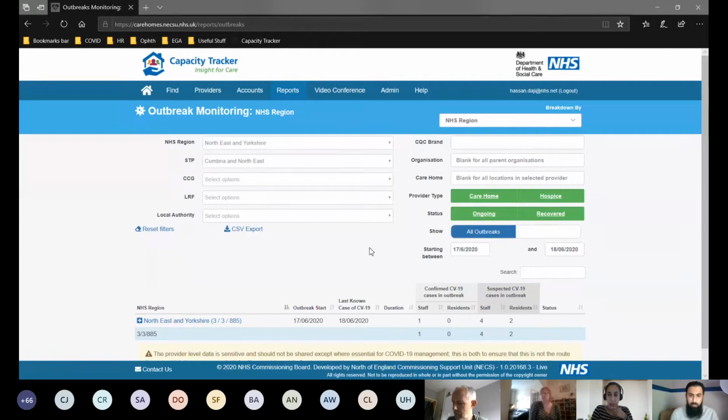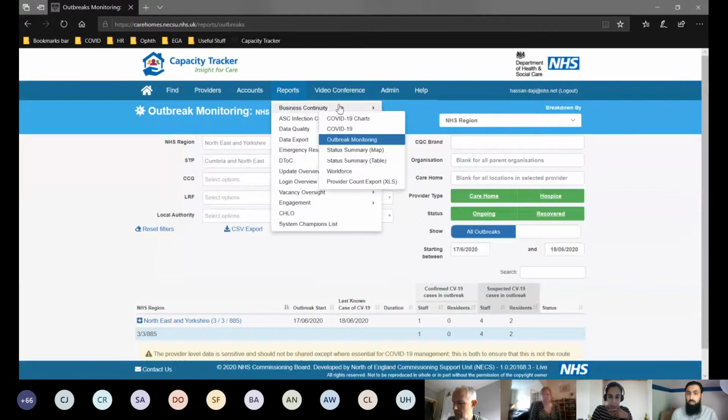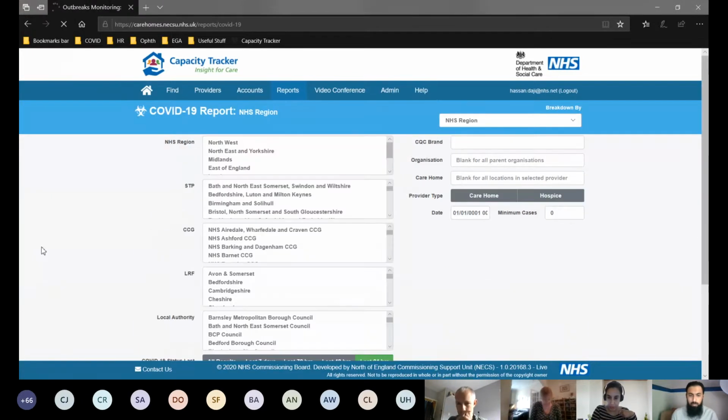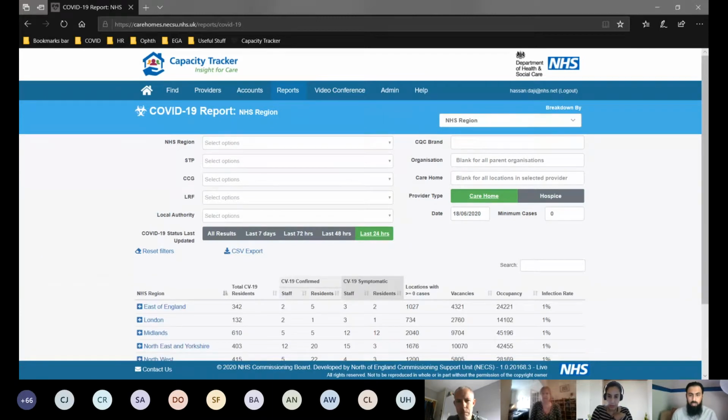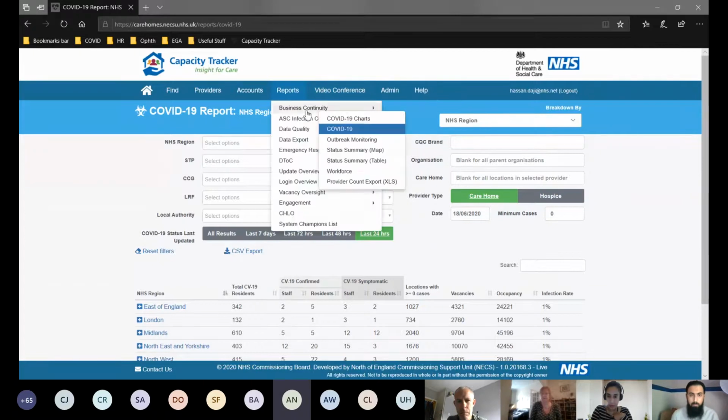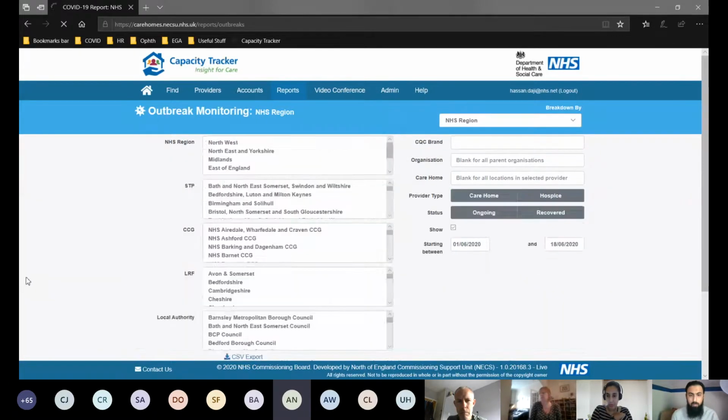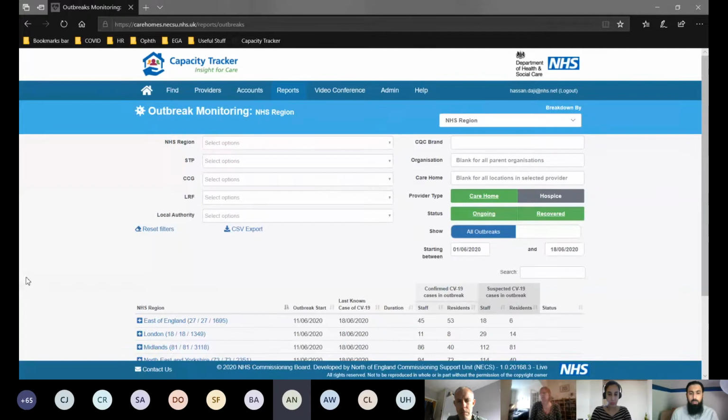Hassan, I think there's a question from the hands up from Anil Nair. Anil, do you want to? My question was, for the outbreak monitoring report, where a home has got 2 or more, does it automatically flash it up that's an outbreak? Because I have one care home in our area where we've got 2 suspected COVID, but when I ran the outbreak report, that home didn't show up on that report.